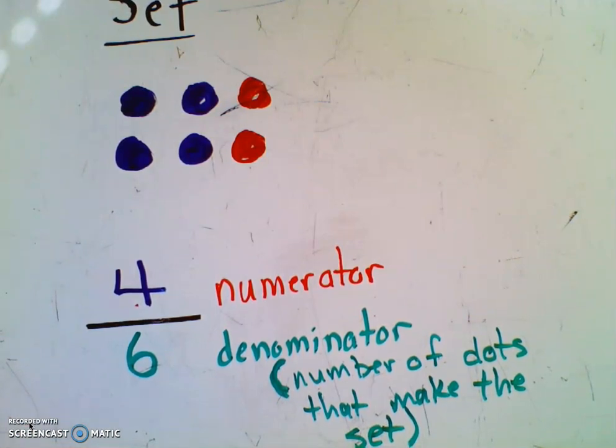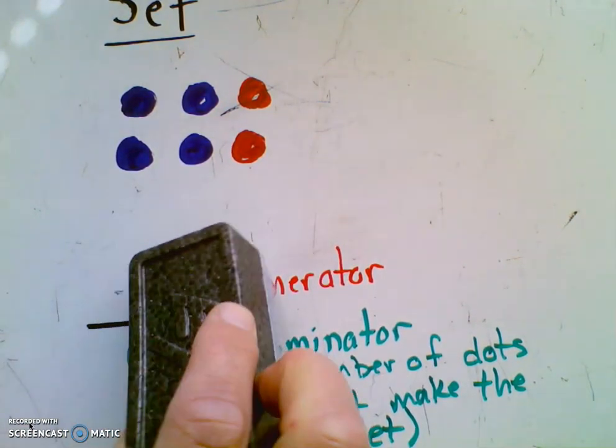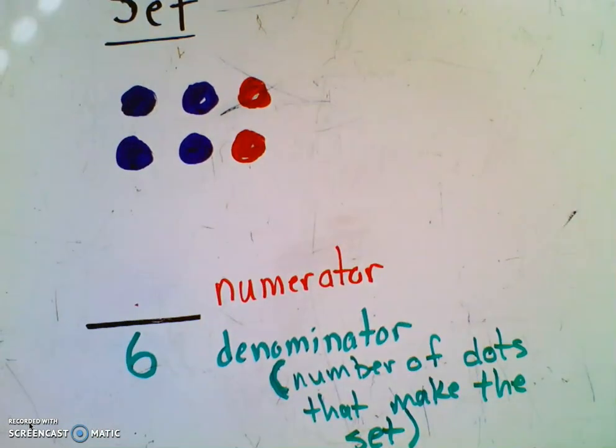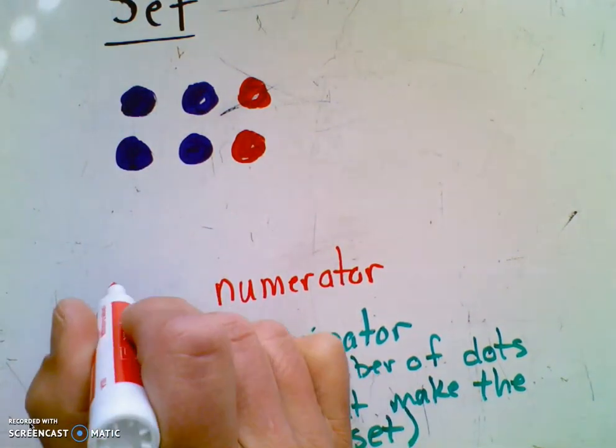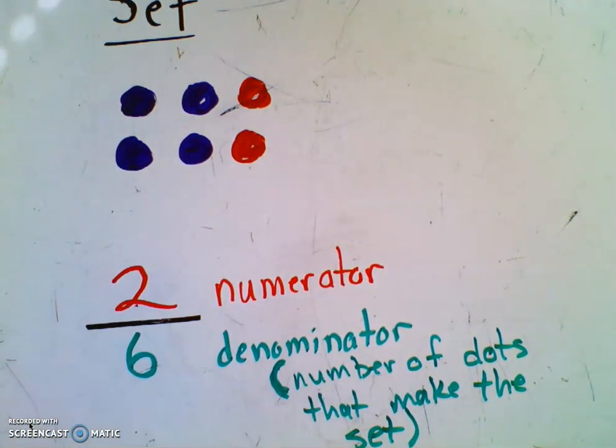So, does that mean, Mr. Wendt, that I could also give a fraction for the red dots? Absolutely, that's a great question. I could also take a look at that set and say how many of those dots are red. Of course, you all said 2 of them. 2 out of 6 of those dots are red.